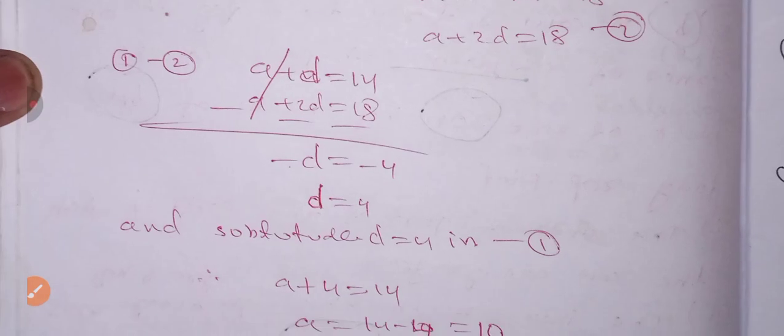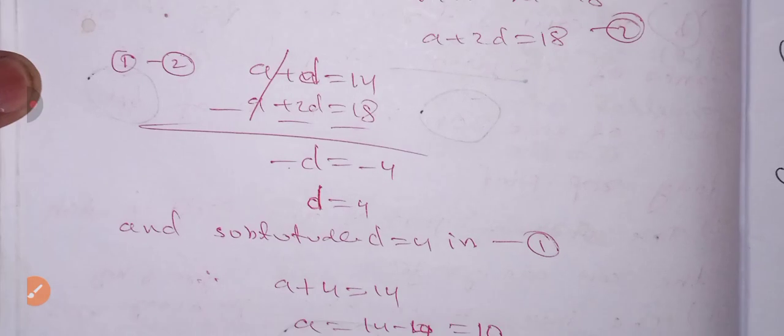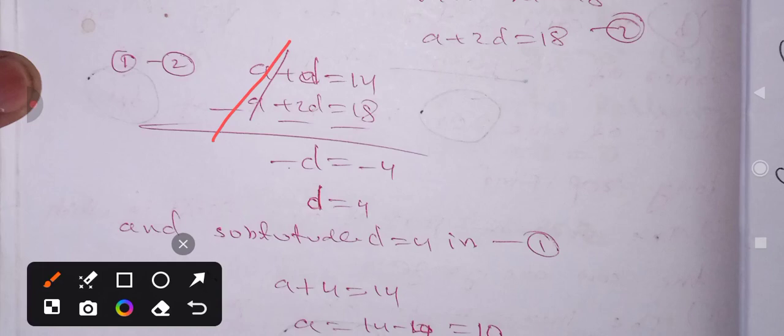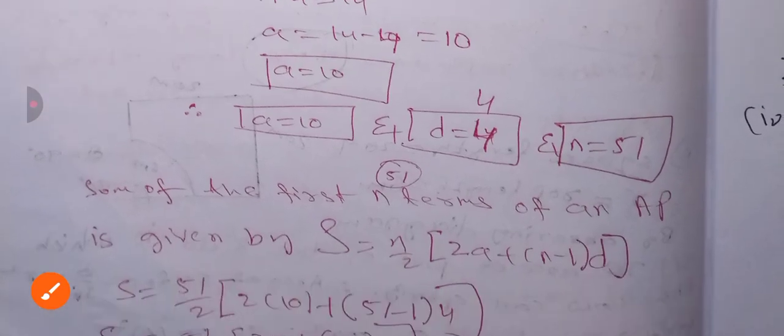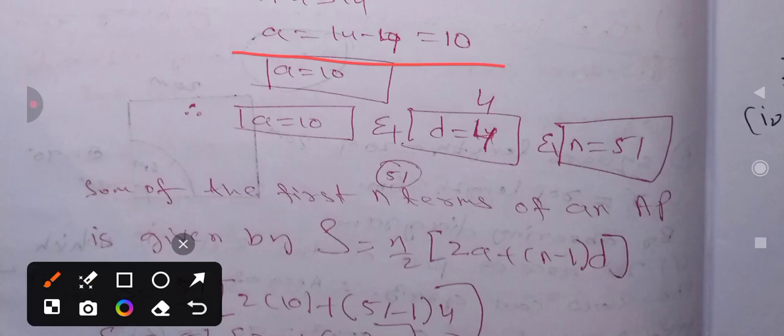Equation 1 minus equation 2: a plus d is equal to 14, minus a plus 2d is equal to 18. Minus a, a cancels. Here minus d is equal to minus 4, so d is equal to 4. Substitute d equal to 4 in equation 1. Therefore a plus 4 is equal to 14. Therefore a is equal to 14 minus 4, which is 10. a is equal to 10.